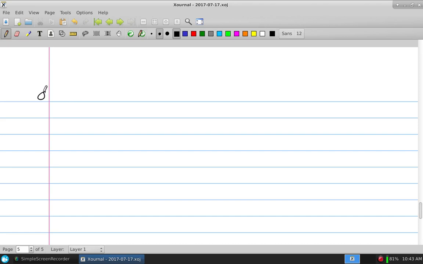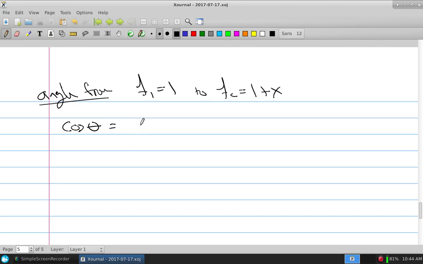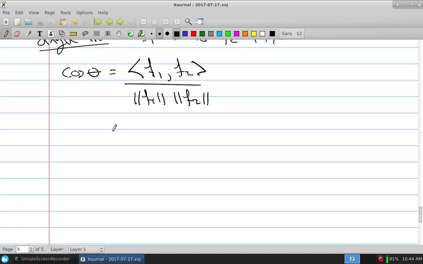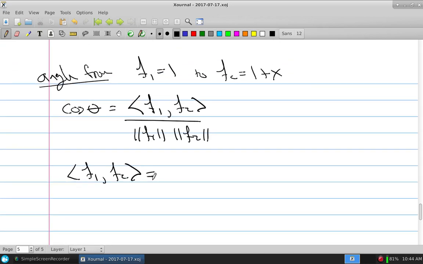What about, can I find the angle from f1 equal 1 to f2 equaling 1 plus x? What's the cosine of theta? What would I do? F1, F2, inner product divided by length of F1, length of F2. So I've got 3 integrals to do. What's F1, F2? Integral from negative 1 to 1 of first function, second function, dx. That's the integral from minus 1 to 1 of 1 plus x dx.